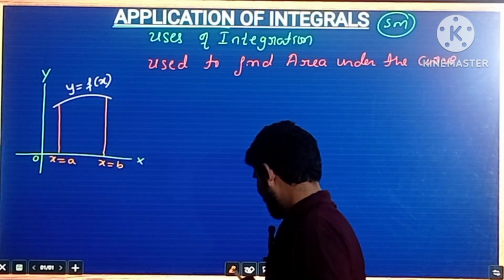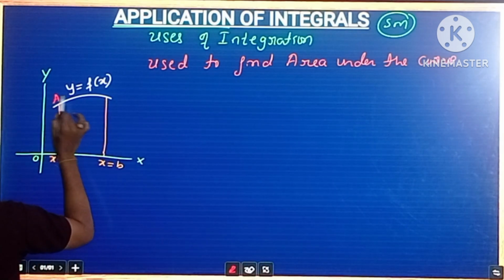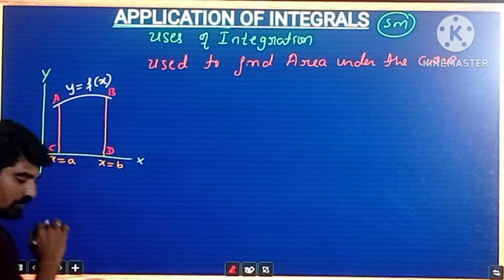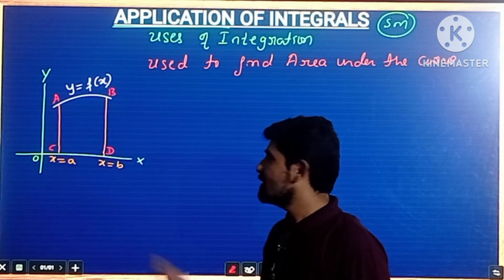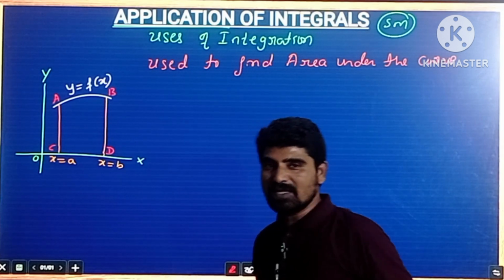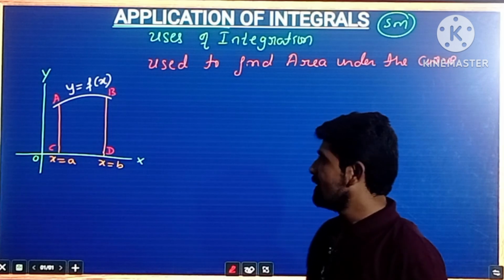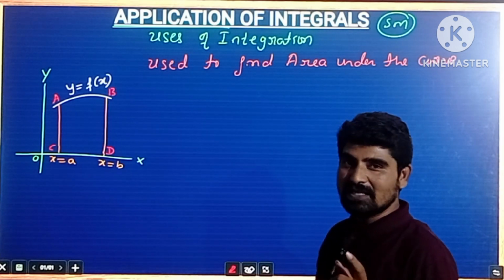Just observe this required area. Here the required area is ABCD. Observe this area ABCD. It doesn't look like a circle or a rectangle. It means we don't have any particular formula to find the area ABCD. So to find the area ABCD, there is a technique.